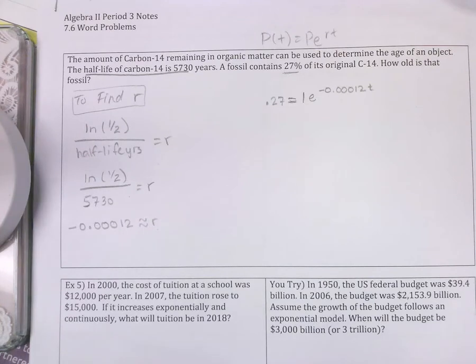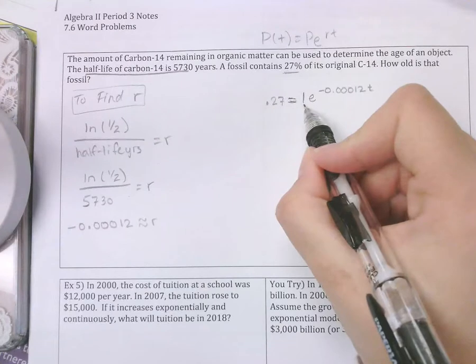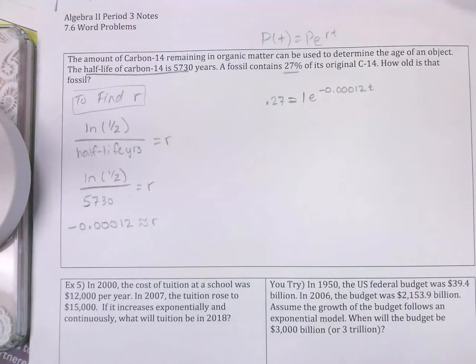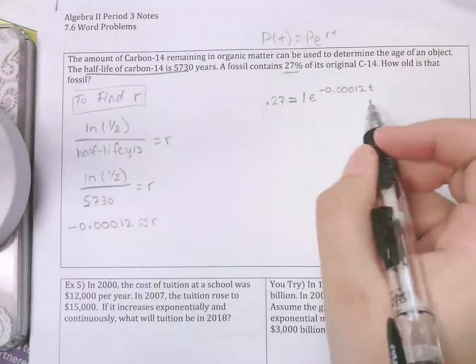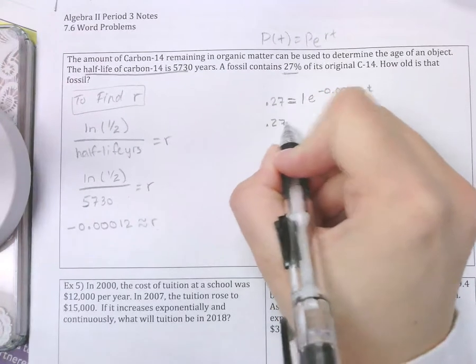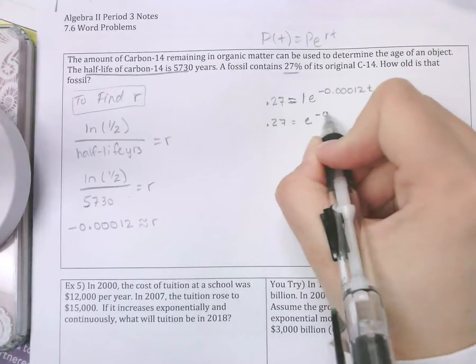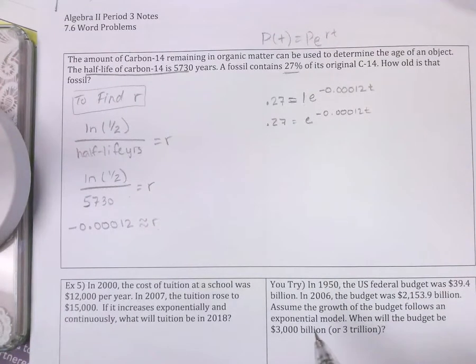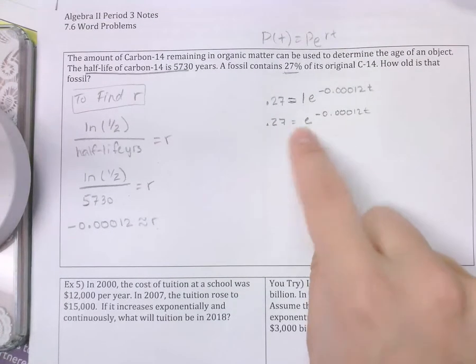Is that 0.27? Yes, because I did 100% like 1 and then 0.27. But we could have had it 127. Yeah, you can do 127. Then your first step would be to divide by 1, which doesn't really do anything. If you choose 127, your first step would be to divide by 100, and that would still give you what I have here.